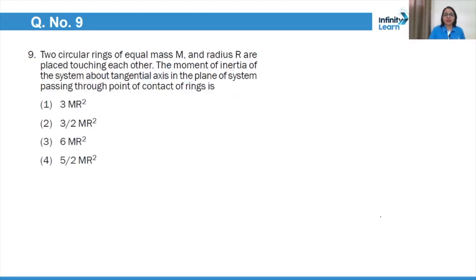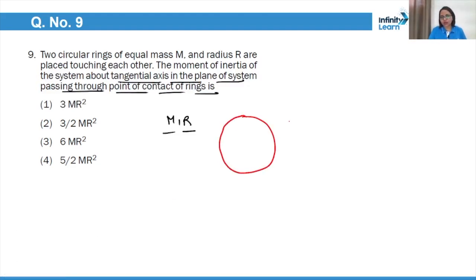Question number 9. Two circular rings of equal mass m and radius r are placed touching each other. The moment of inertia of the system about a tangential axis in the plane of the system passing through the point of contact of the rings is. So we have two circular rings like this. This is one ring and this is another ring, with the same mass and same radius. We need to find the moment of inertia of the system about this axis. So this is r, this is r.